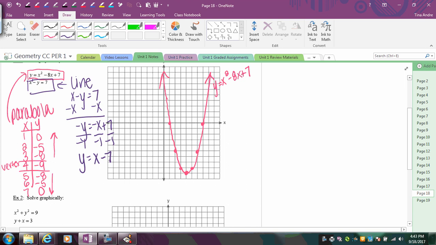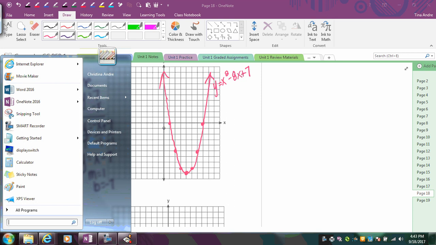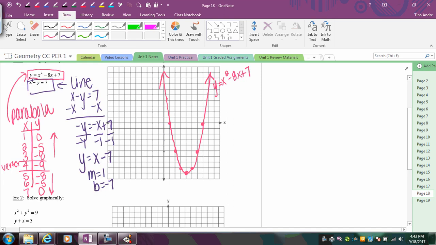So from here, you have options. You can throw that in the calculator, get the table, and graph it. You could also just look at your slope is going to be a 1, and your y-intercept's negative 7. So your negative 7 is where you start. So you're going to go 1, 2, 3, 4, 5, 6, 7. And then you're going to count up and over 1 for your slope.